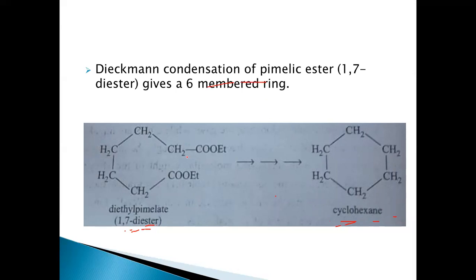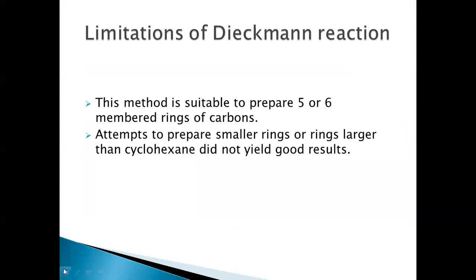So this, upon treating with sodium ethoxide, followed by acidic workup, hydrolysis and heating, and then followed by Clemmensen's reduction, will give you the final product, that is a cyclohexane.